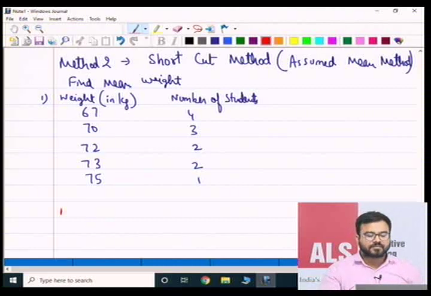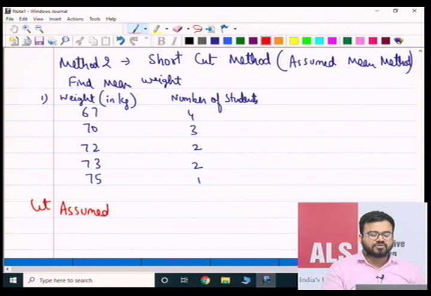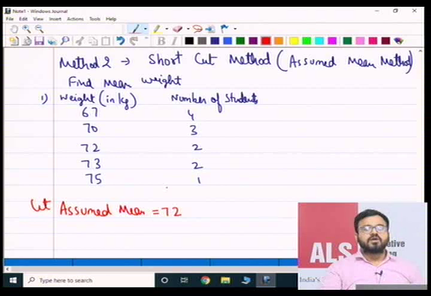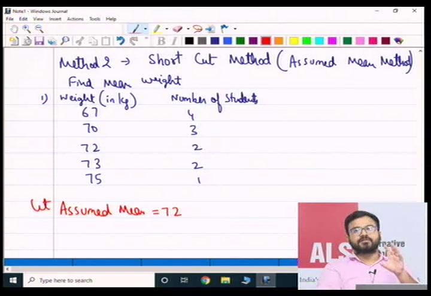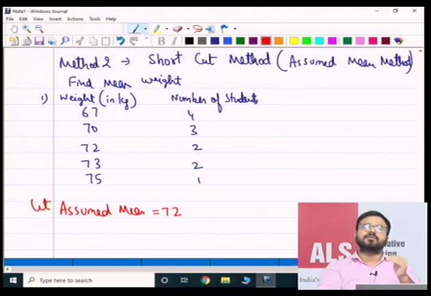Like, let assumed mean be equal to 72. Why am I taking 72? Because first of all, it will be easy for you if you pick a number out of the given numbers. Second, it will be easier in the calculation if you pick a number lying between the numbers. The lowest number is 67, the highest number is 75. So in between, 72 or 73 you can also take, that depends on you.